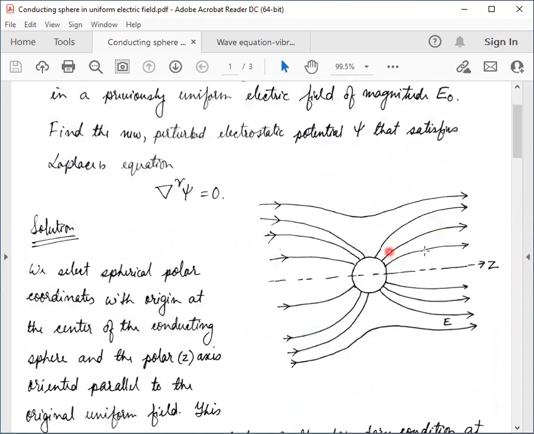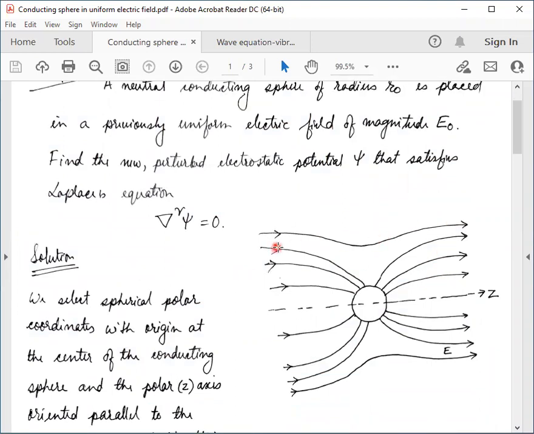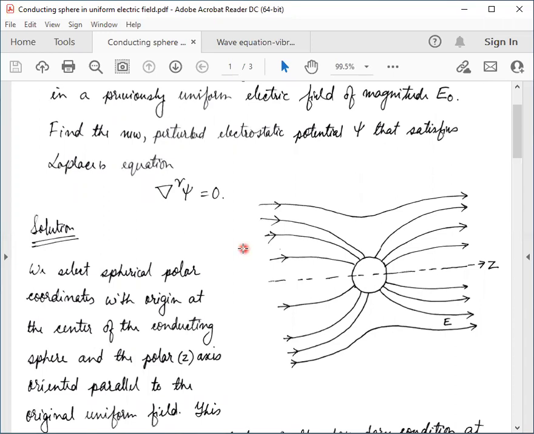Okay, so I have a constant electric field of magnitude E0, and when I place a neutral conducting sphere in the electric field, it becomes modified. This new electric field we have to find by solving the Laplace equation with appropriate boundary conditions. So let us start the solution.